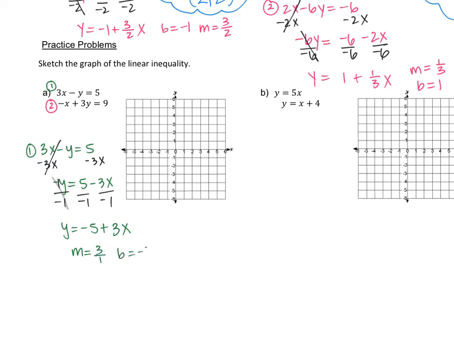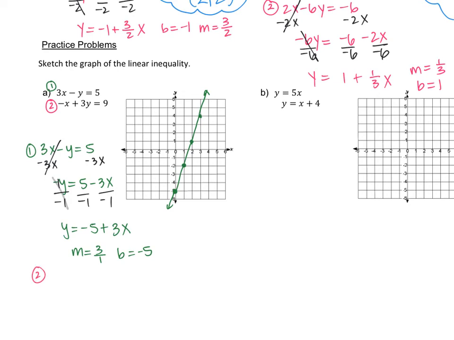My y-intercept is -5. So if I go to the graph here on the y-axis, I need to go to -5. I need to go up 3 over 1. And I'll just keep following that pattern. So up 3 over 1, up 3 over 1, and connect the dots. Hopefully this graph will intercept with the other graph.